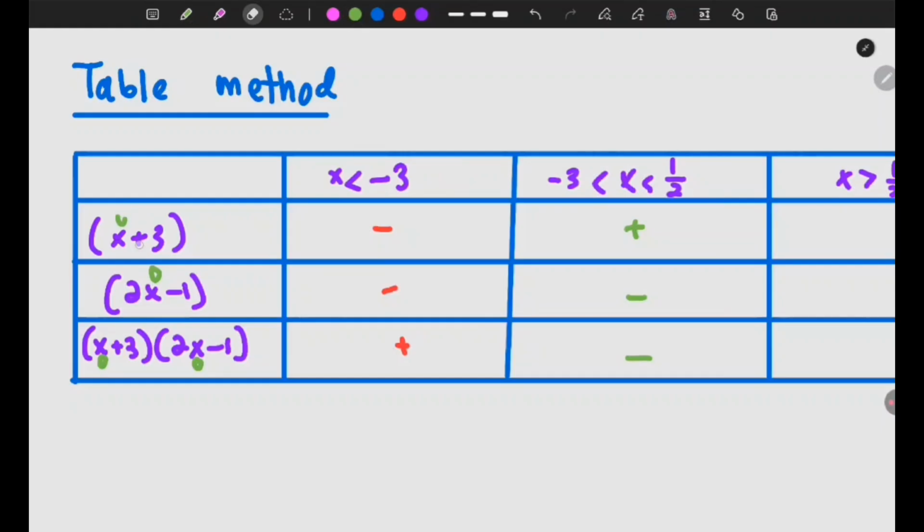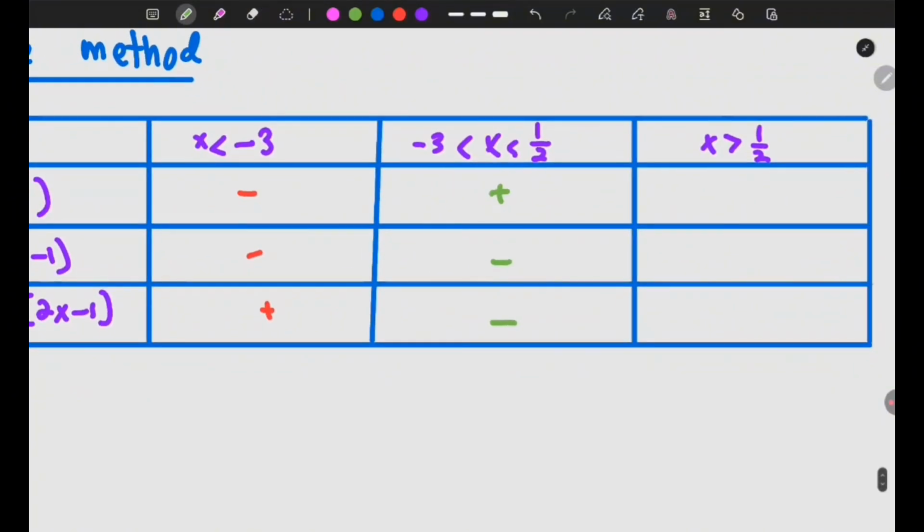X is more than 1 over 2. So if x is more than 1 over 2, maybe 1 or 2. Let's just say take 2. We take 2. Okay. So all the x here replace with 2.